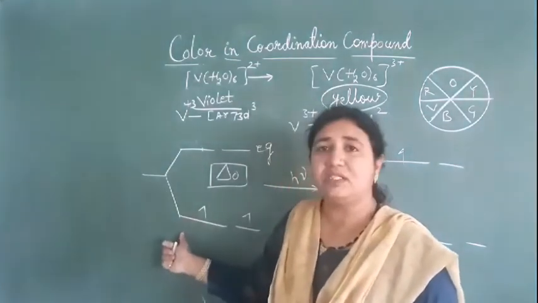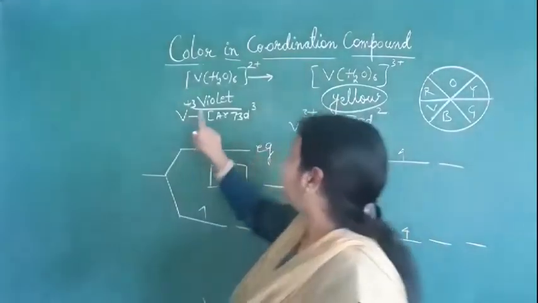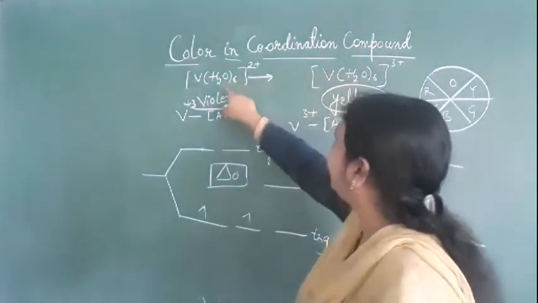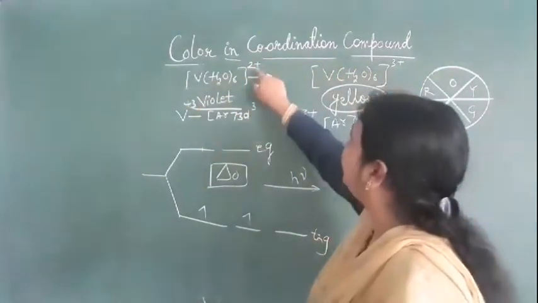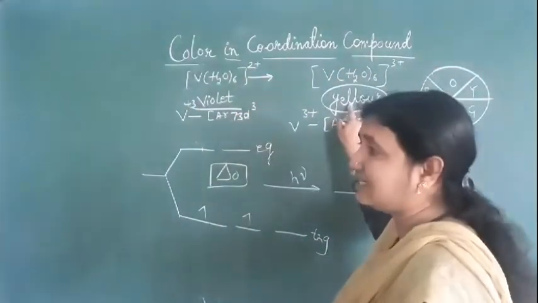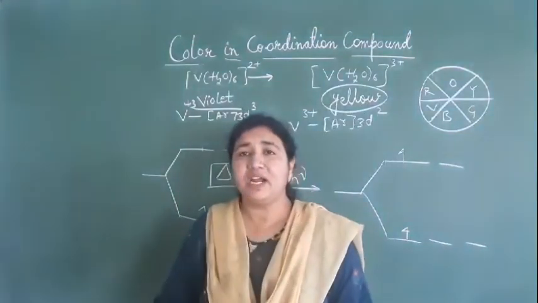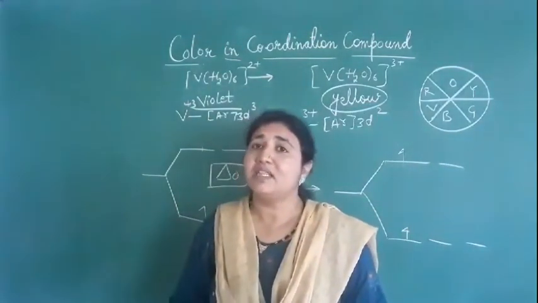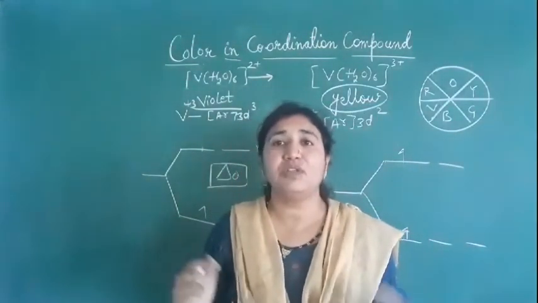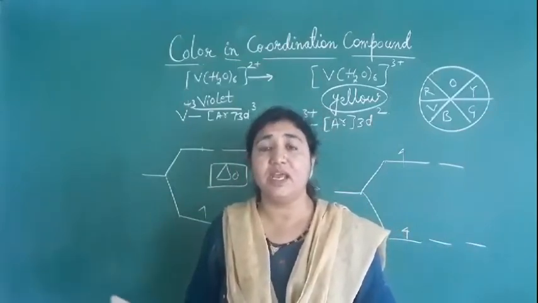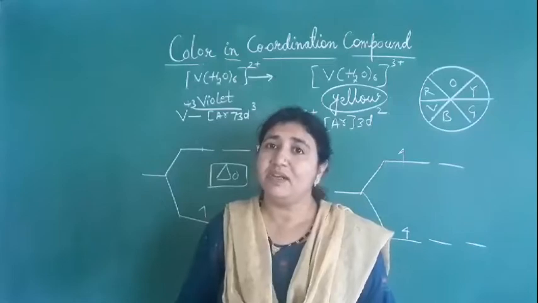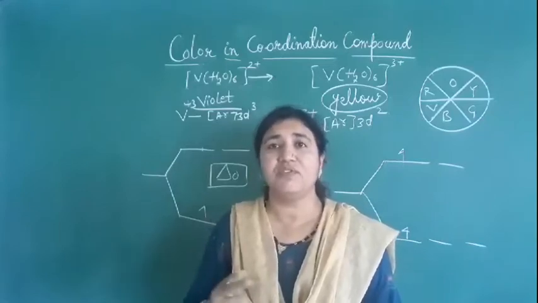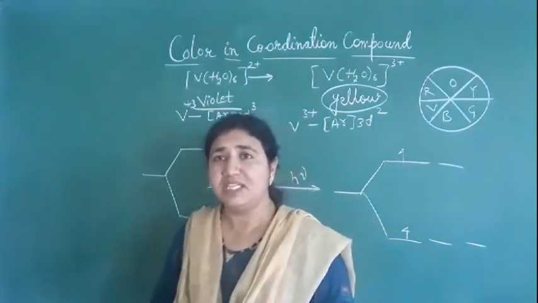d orbitals. Here we have seen the ligand is the same and the metal is also the same, but the oxidation state is different, so they are showing different colors. Similarly, if we take the same metal but the ligands are different, they will show different colors, because the splitting value, the delta O value, will be different. So let's see that example also.